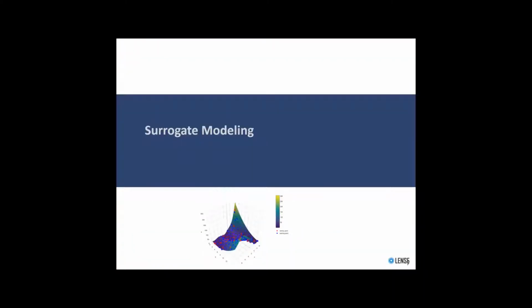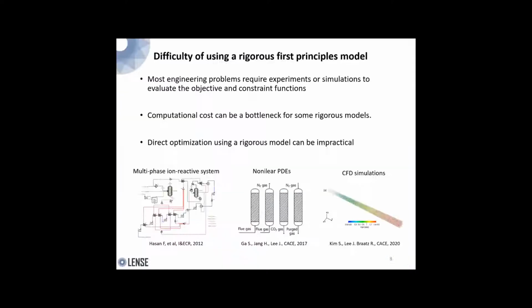Now, I want to talk about surrogate modeling in particular. What is a surrogate model, and why do you need it? First of all, suppose you have a rigorous model. You've done all the work in terms of getting the phenomena figured out and mathematically expressed and so on. But it may still be very difficult to use in practice because it's so complex, okay?